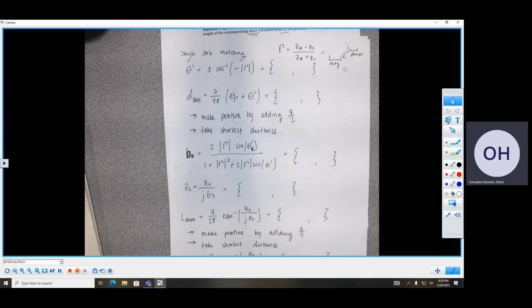The two values for BS, is that just because you have two values in these? Yes.